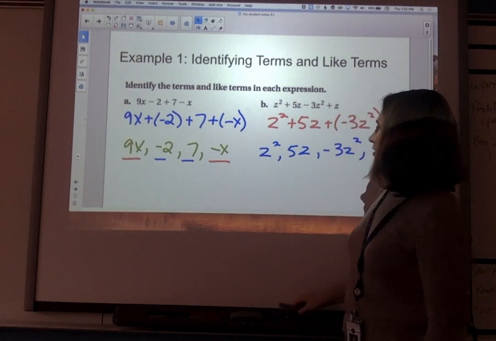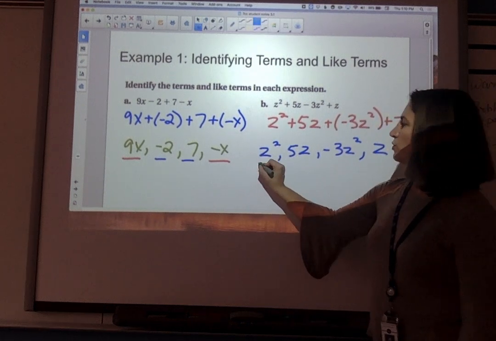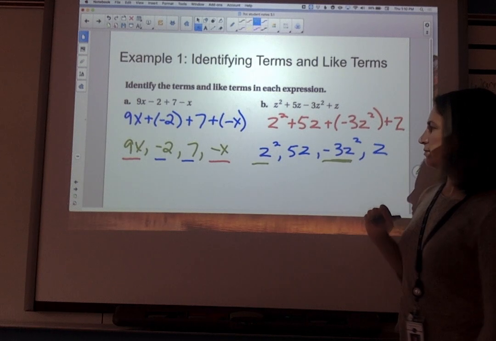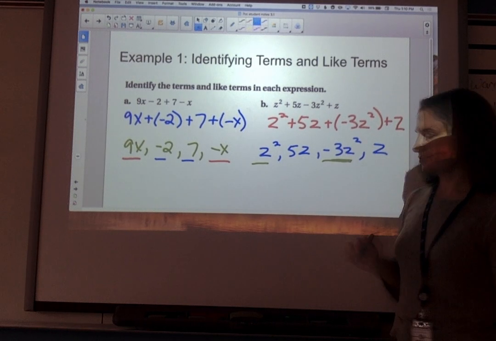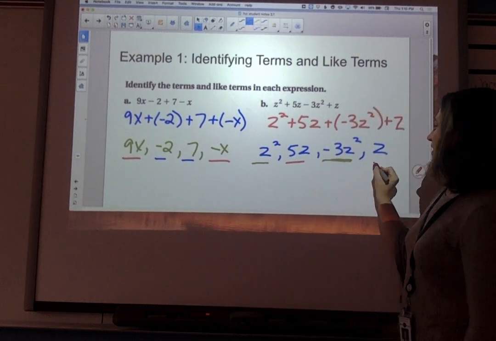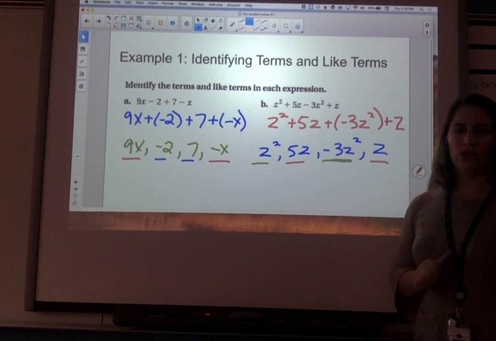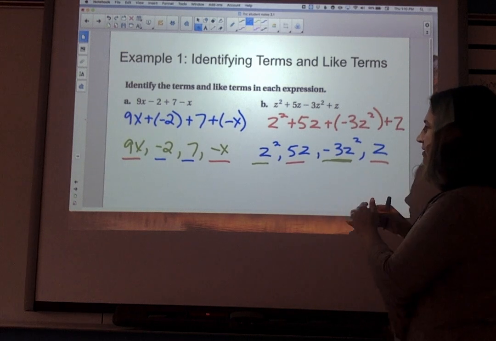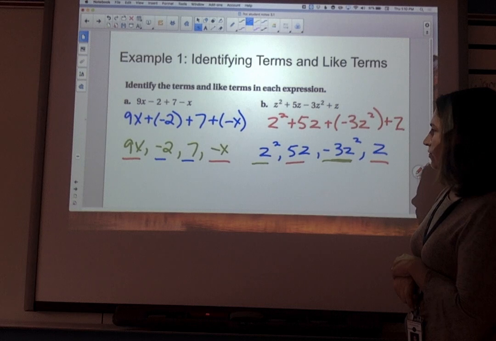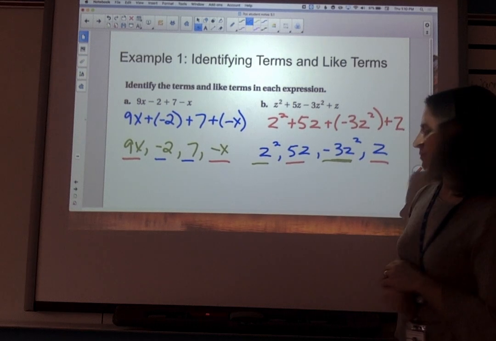Okay, now we're going to look for our like terms. We have 2 terms that have z squared as part of the term. Those are like terms. And then we have 2 terms that have z. So those 2 are like terms. So go ahead and list these together. 5z and z are like terms. z squared and negative 3z squared are like terms.